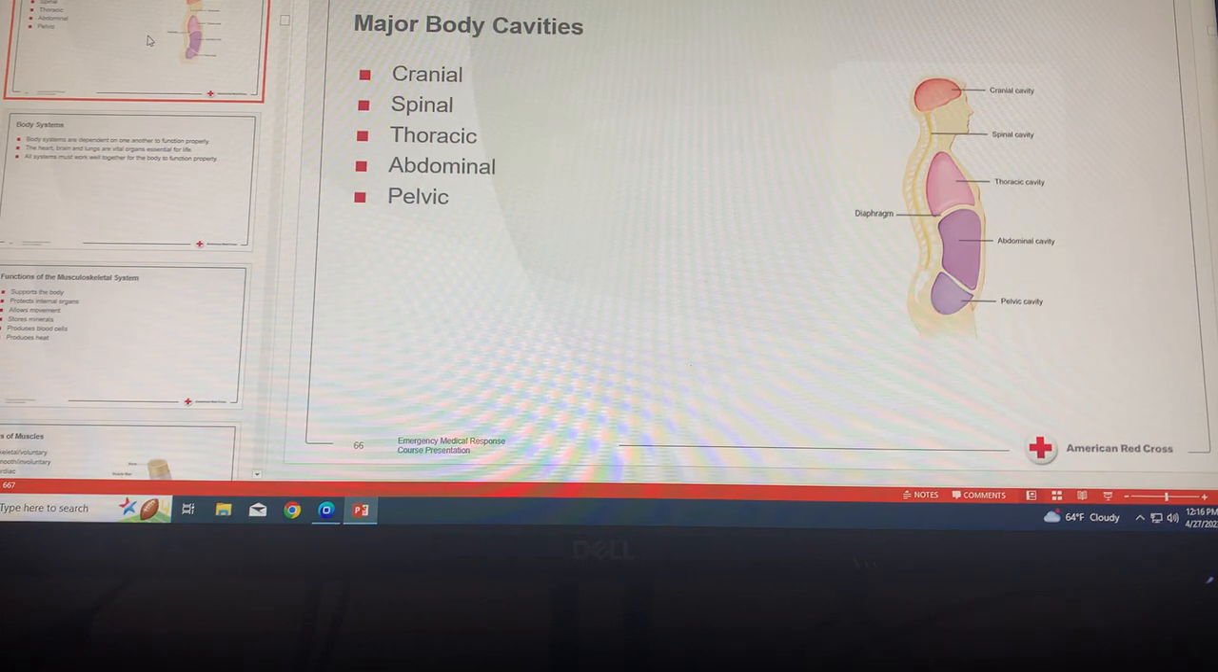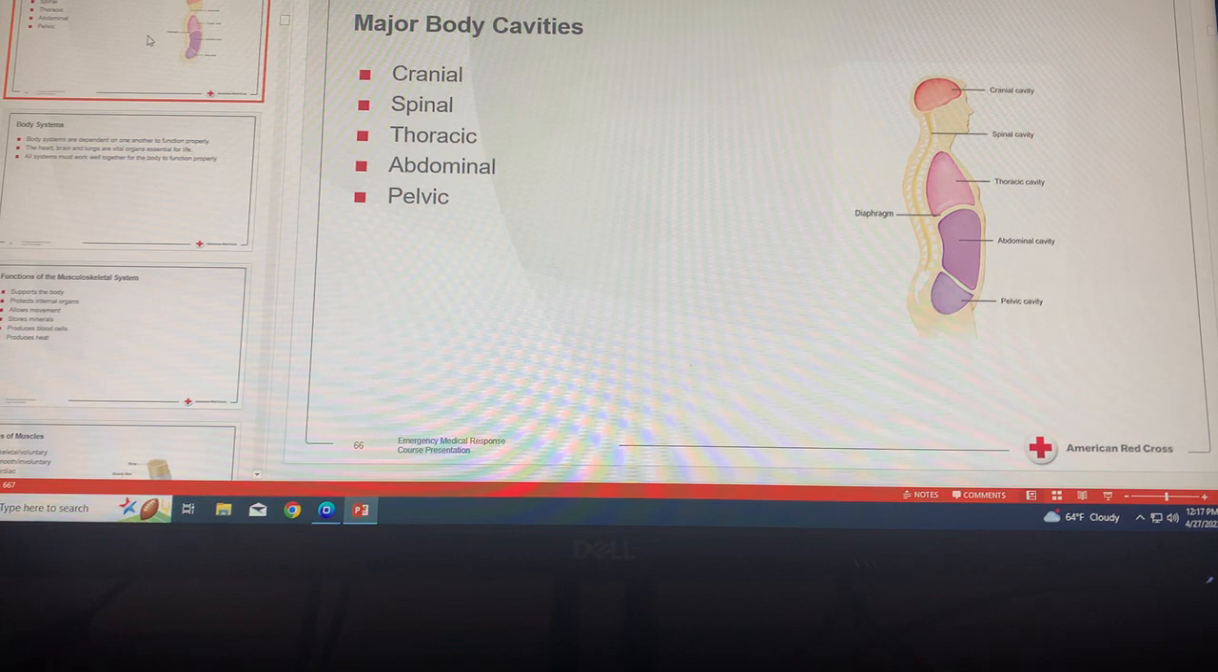Now we're going to discuss body cavities. The organs of the body are located within hollow spaces in the body referred to as body cavities. The 5 major cavities include the cranial cavity, located in the head and protected by the skull. It contains the brain. Spinal cavity extends from the bottom of the skull to the lower back, is protected by the vertebral spine column, and contains the spinal cord.